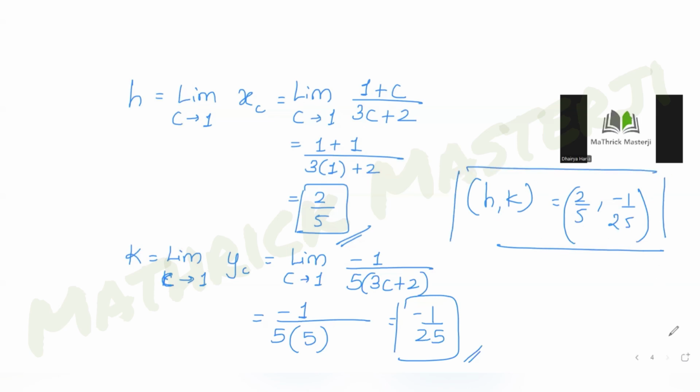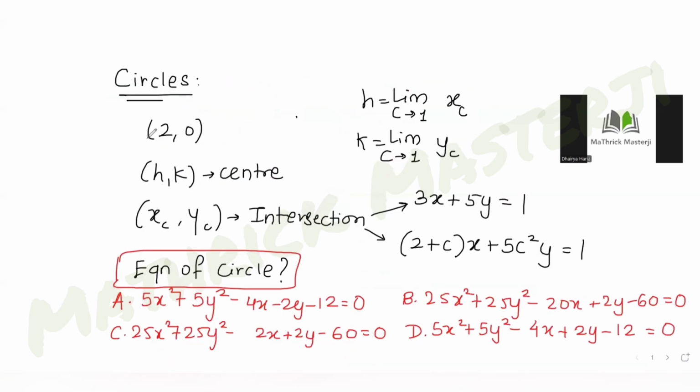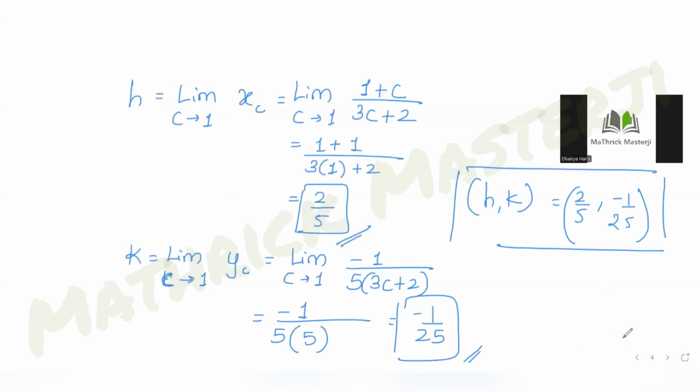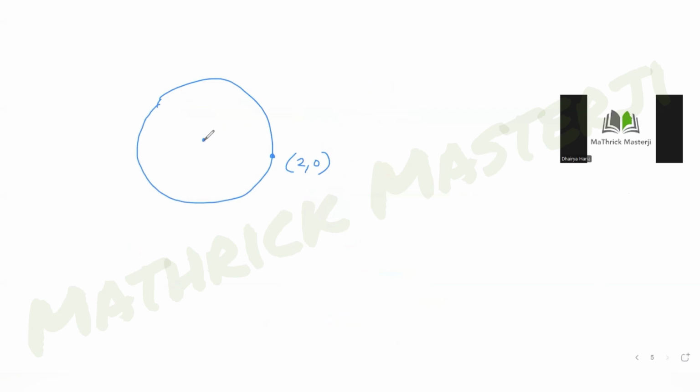Once I have the center coordinates of the circle, the question also tells me that the circle passes through (2, 0). So let's say there's a circle which has one of the points on the circumference as (2, 0), and the center coordinates we have been given here, which is 2 over 5 and negative 1 over 25. If I want to find the radius of this circle, the radius is nothing but the distance between the 2 points. So I can find the radius using the distance formula.